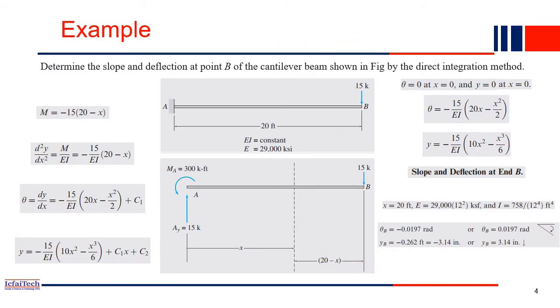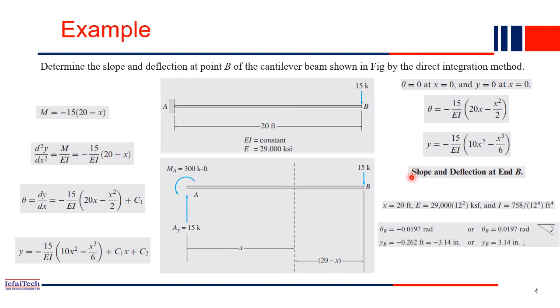So let's solve a quick problem, then the entire concept will be clear to you. This is the example: determine the slope and deflection at point B of a cantilever beam shown in the figure by the direct integration method. This method is called the direct integration method. Sometimes it is also called the double integration method, because basically we are integrating two times, right?